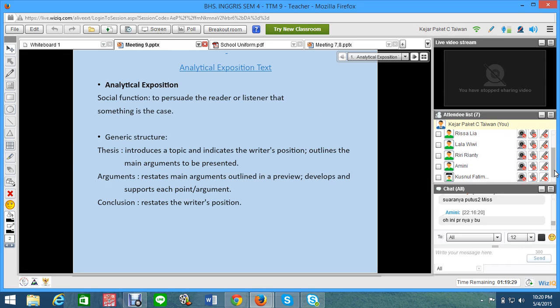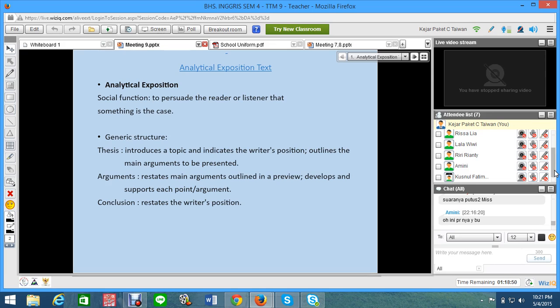Okay, now the second is we have to know the generic structure. So I have to remind you again that all kinds of text consists of generic structure, language features, something like this. So you have to be able to remember or to recall the generic structure of each text. Okay, while the generic structure of analytical exposition is the first thesis. Thesis means like the theme atau temanya atau topiknya. Okay, so thesis here means introduces.